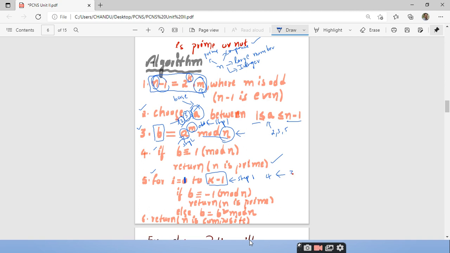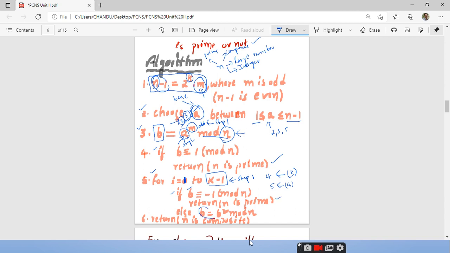K minus 1, 3 times I have to loop. If the power of 2 is 5, I have to loop 4 times. Like that, this loop has to be executed some k minus 1 times. And again you have to calculate the b. If b is equal to minus 1 mod n, then return n is prime.